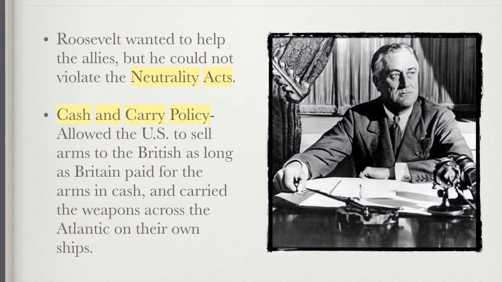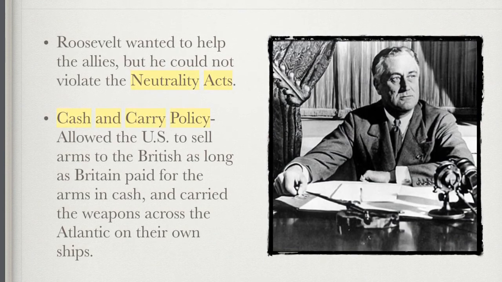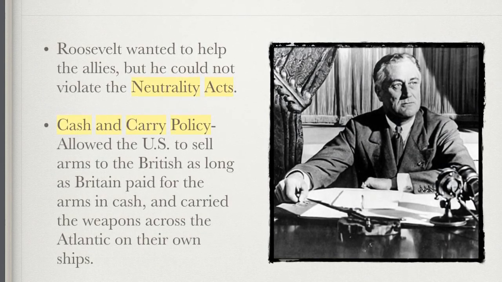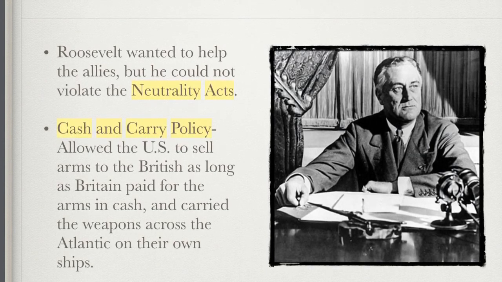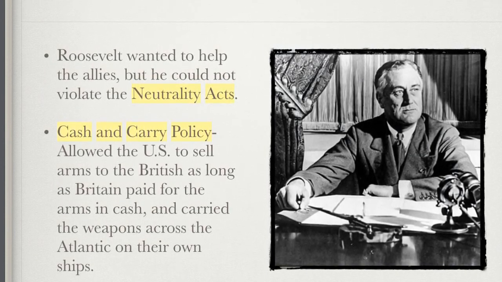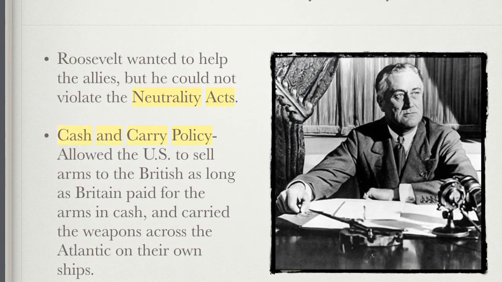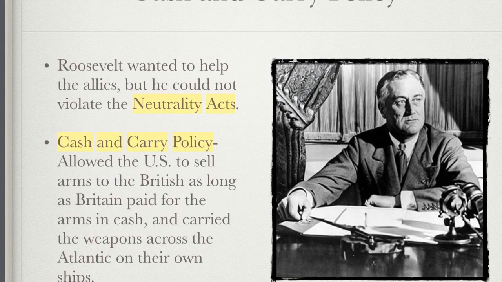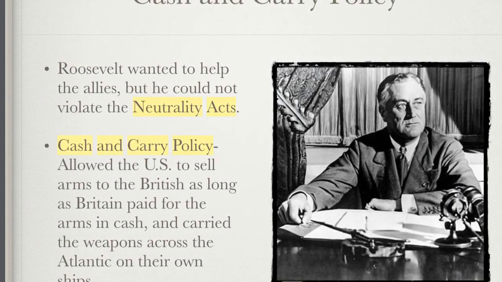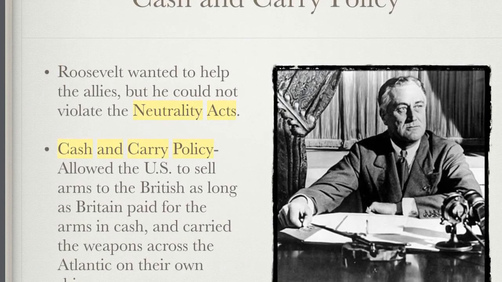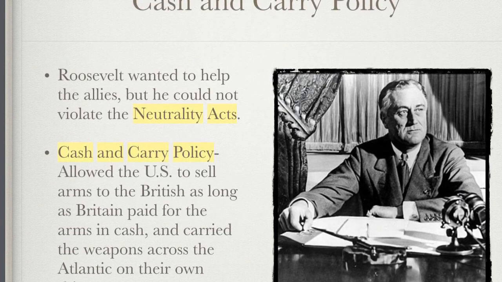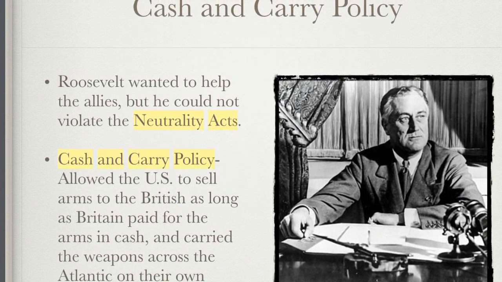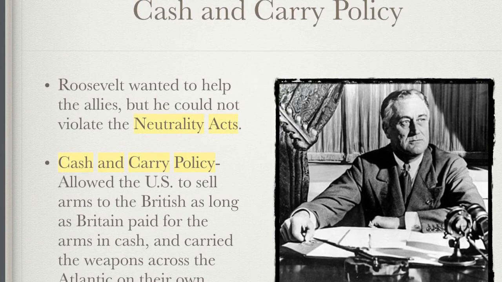The first step Roosevelt took to helping the Allies was his cash and carry policy. Now, the cash and carry policy was very important because it allowed the United States to sell arms to Britain without violating the Neutrality Acts of 1935. Because what Roosevelt did to implement the cash and carry policy was he made a compromise with Congress. He said to Congress, look, we should be able to sell arms to Britain as long as they pay for those arms in cash and they carry those weapons over on their own ships. So this way, the United States could help their British allies without having to risk getting their own ships shot down by carrying the weapons overseas to the British.